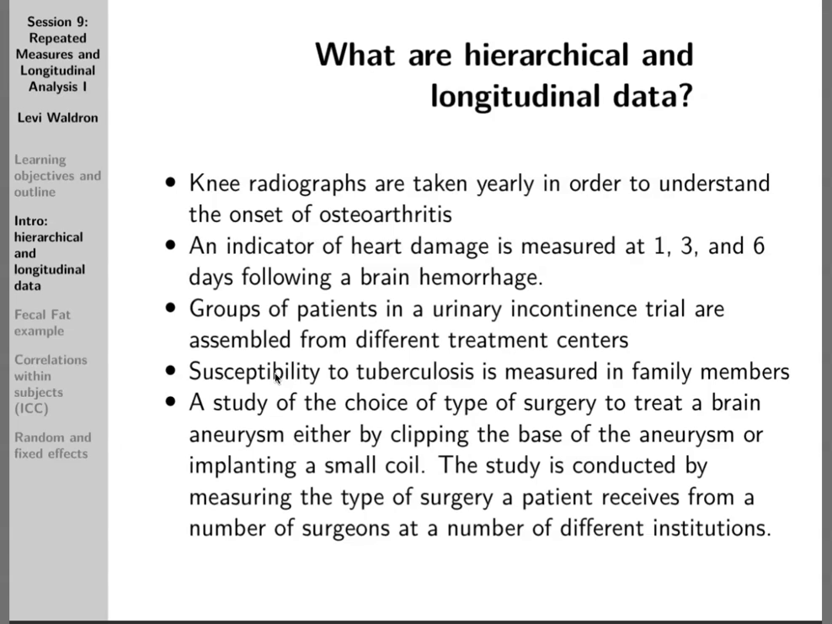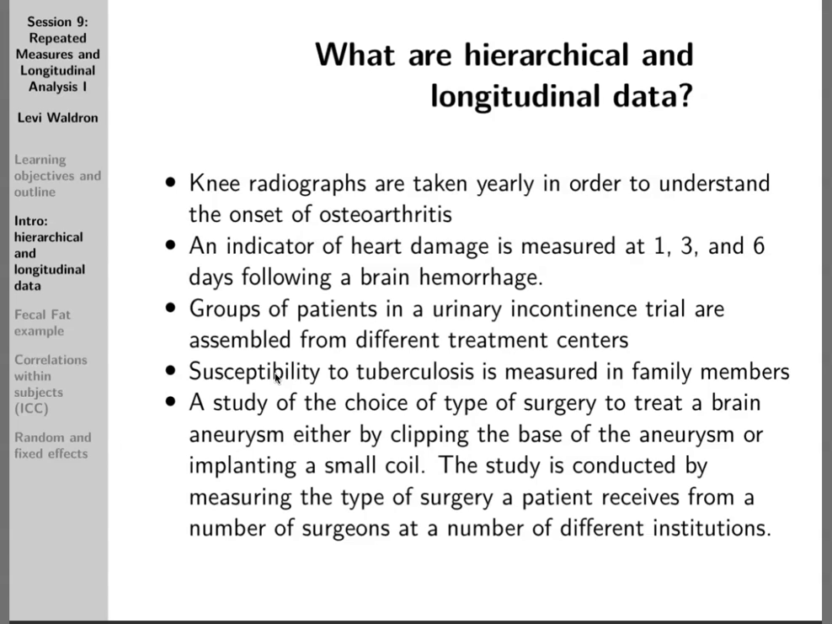A third example, a group of patients in a urinary incontinence trial who are assembled from different treatment centers. So this is not longitudinal, but it's hierarchical because we have patients that are grouped together by treatment center. Fourth, susceptibility to tuberculosis measured in family members. Again, hierarchical because we have individual participants organized or grouped by family.